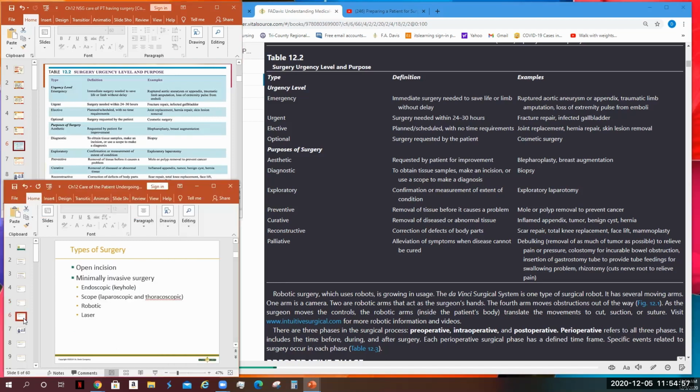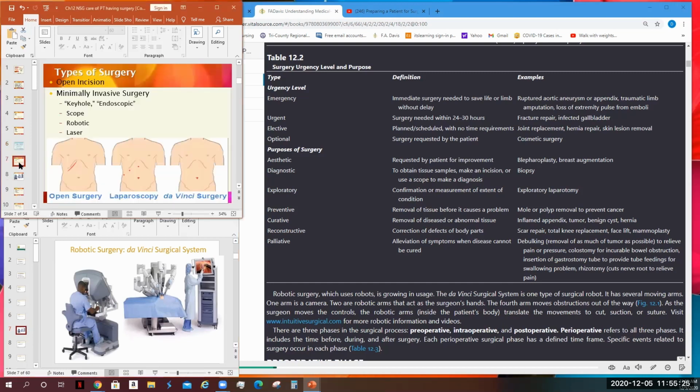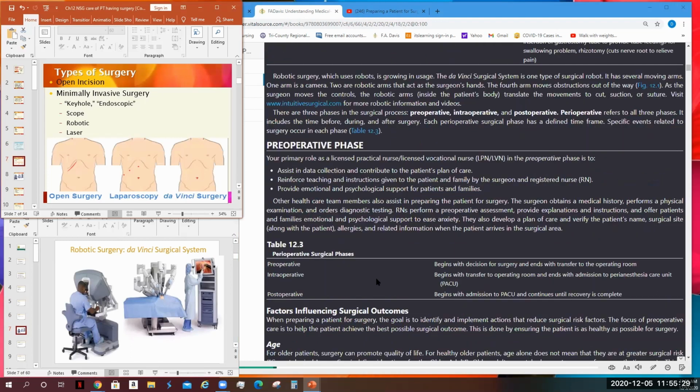Two are robotic arms that act as the surgeon's hands. The fourth arm moves obstructions out of the way. As the surgeon moves the controls, the robotic arms inside the patient's body translate the movements to cut, suction, or suture. And you can visit intuitivesurgical.com for more robotic information and videos.